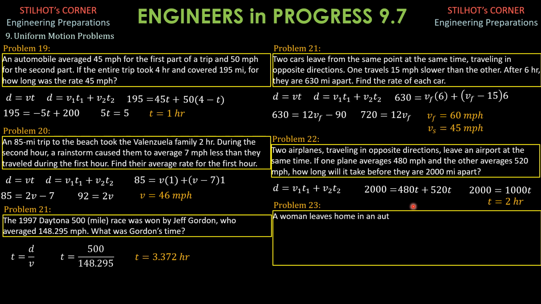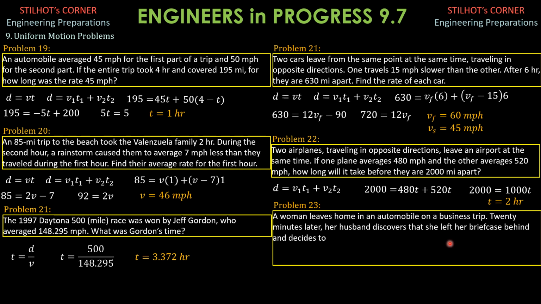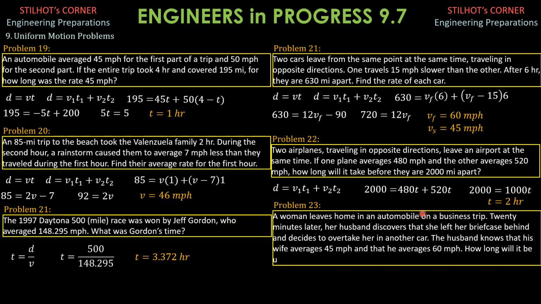Problem 24. A woman leaves home in an automobile on a business trip. 20 minutes later, her husband discovers that she left her briefcase behind and decides to overtake her in another car. The husband knows that his wife averages 45 miles per hour and that he averages 60 miles per hour. How long will it be until he overtakes his wife?